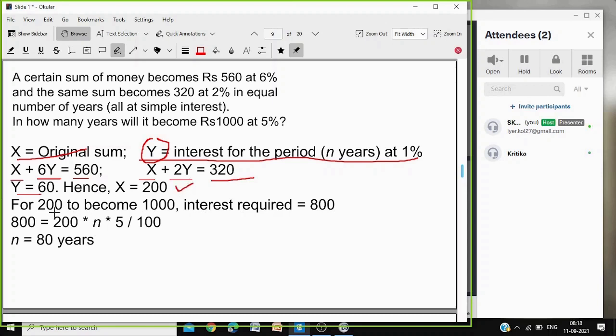Now 200 should become 1000. You want it to be 1000, that means the interest should be 800. So now you put the simple interest formula: interest equal to principal into number of years into 5% rate by 100. You get n equal to 80 years. So in 80 years at 5%, 200 becomes 1000.